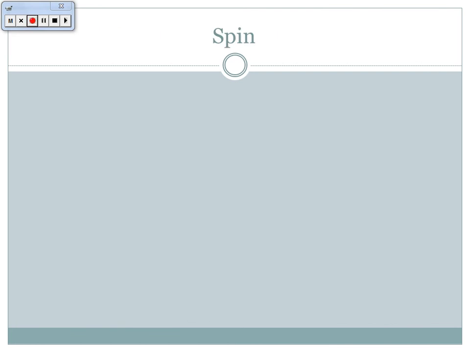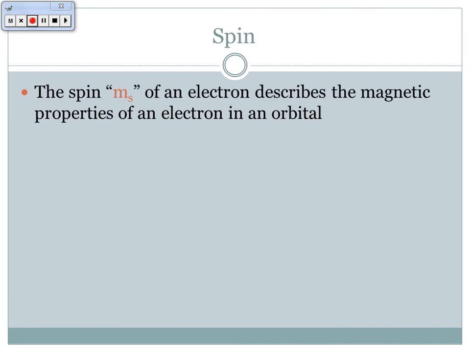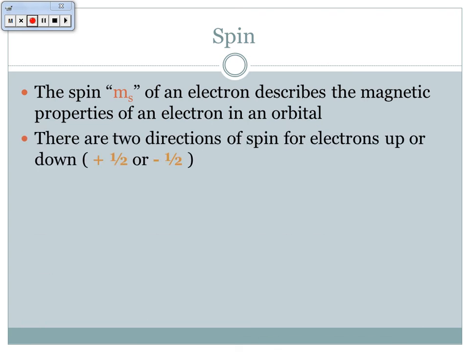Now let's talk about spin. So spin is the magnetic property of an electron. It's not actually whether it's spinning, it's a magnetic property of an electron. We just describe it as spin up or spin down. There are 2 directions for spin, up or down, plus a half or minus a half. Don't really think of it as spinning. It's a magnetic property of the electron, and we just give it a sign of plus a half or minus a half.